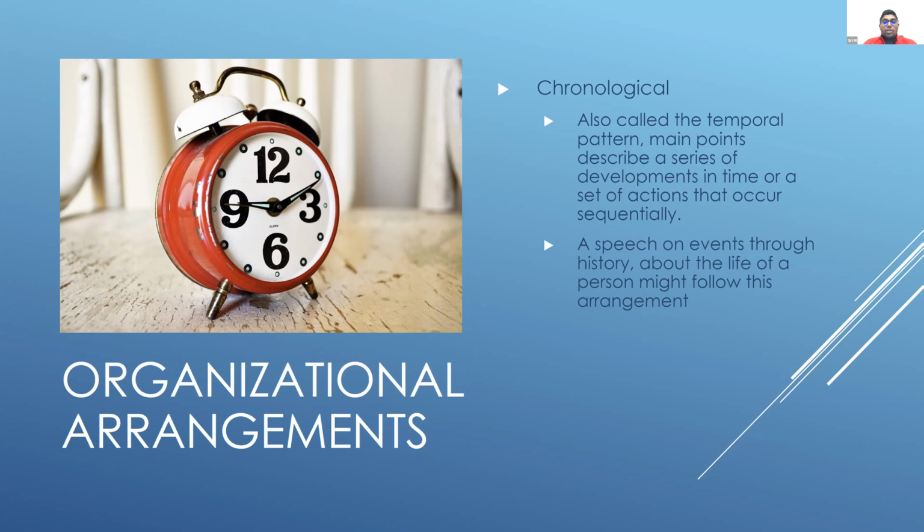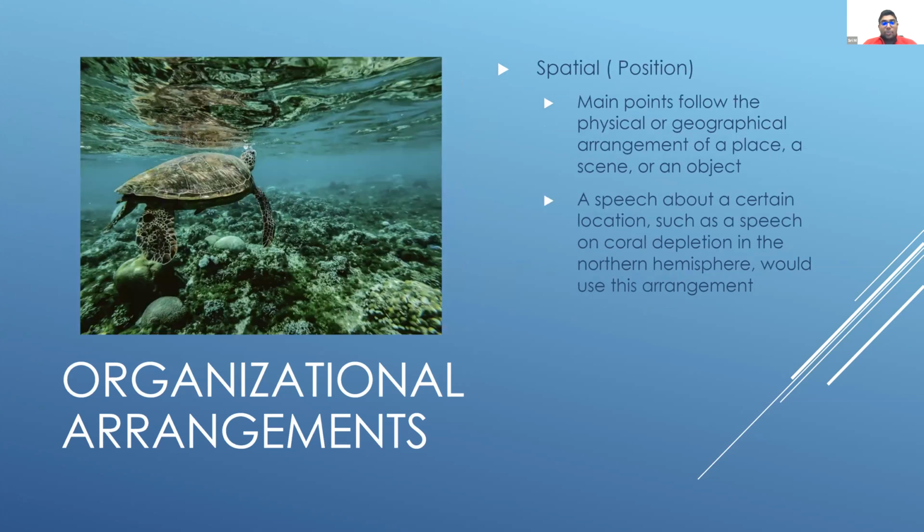Moving on, you can also follow a spatial organizational pattern. So this means that your main ideas follow the physical or geographical arrangement of a place, a scene, or an object. So, for example, if you're giving a speech on the voting results in the United States, you could break up the United States into regions such as the West, the Midwest or the East or South, North, however you would want to break it up.